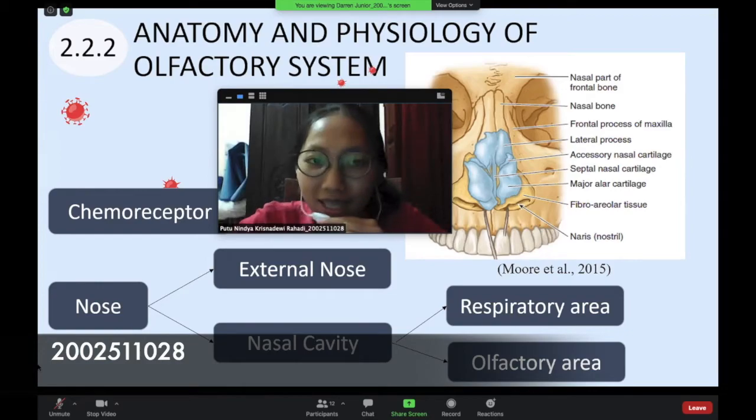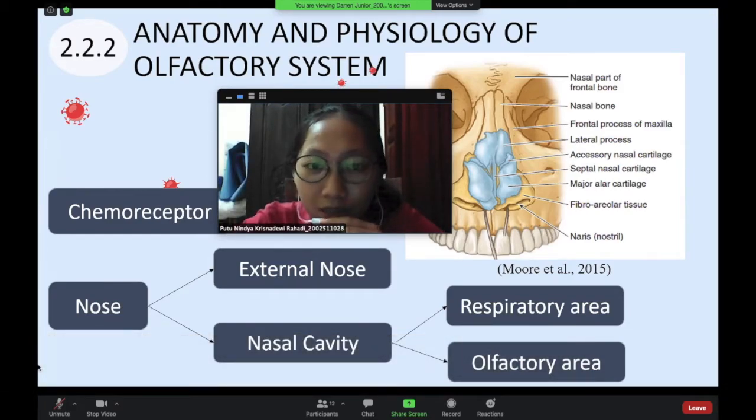Okay, my name is Nindya Krisnadewi and I'd like to present about anatomy and physiology of olfactory system. The olfactory system is a kind of spatial sense that detects chemical scents, especially odors. The kind of receptor is chemoreceptor. The nose consists of external nose and the nasal cavity. The nasal cavity is divided into the respiratory area and the olfactory area.